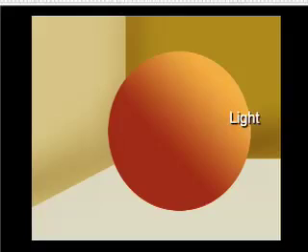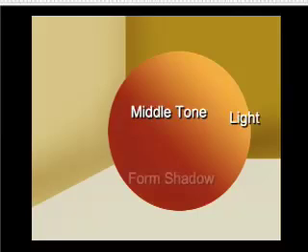As the object turns from the direct light, we see a halftone or a middle tone created, which is actually much closer to what the local original color was. The shadow that is created as the object turns away from the main light or the direct light source is called the form shadow because it's created actually on the form itself. Now we have a light, a middle or halftone, and a shadow area.